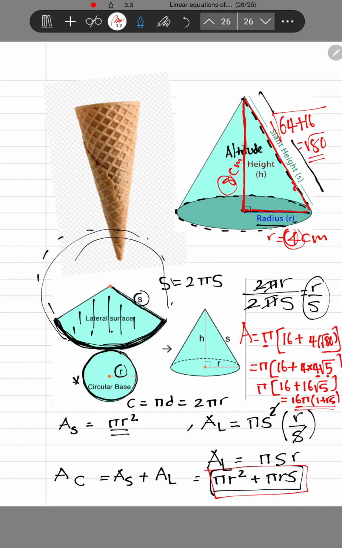This is just an example to calculate it. This is how we calculate the total surface area of a right cone. Thank you for watching.